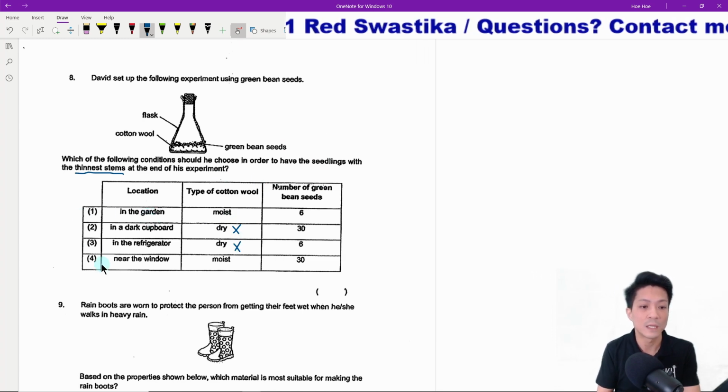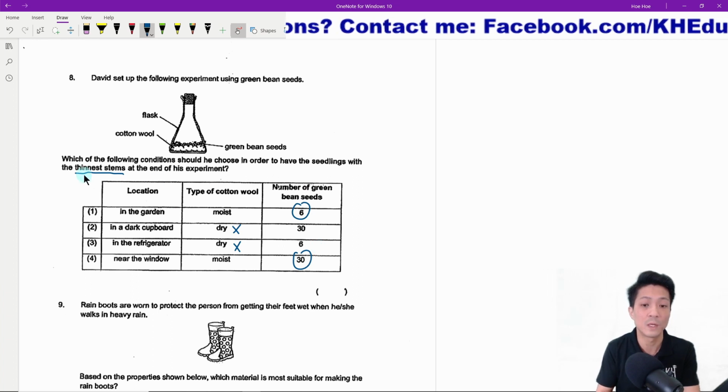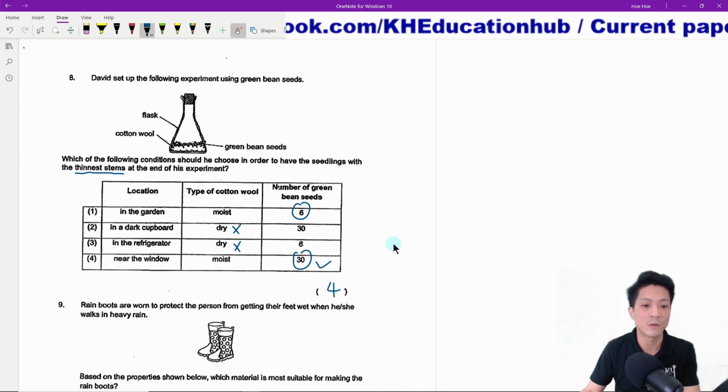Out of option 1 and 4, in the garden near the window, moist and moist, so the number of green beans is 6 and 30. If you want it to be the thinnest, then you're going to choose the one that is overcrowded. So we're going to choose option 4.